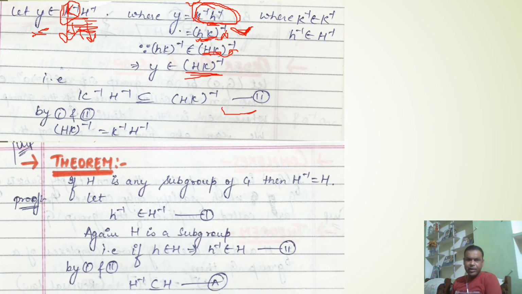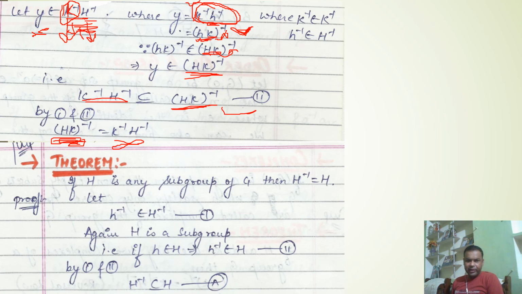So by the first equation we are saying that (HK) inverse is a subset of K inverse H inverse. Now by the second equation we are saying the reverse. It means K inverse H inverse is a subset of (HK) inverse. Both cannot be true simultaneously unless (HK) inverse and K inverse H inverse are equal. Such types of problems we solved in set theory in our 12th class or in the class of discrete mathematics.